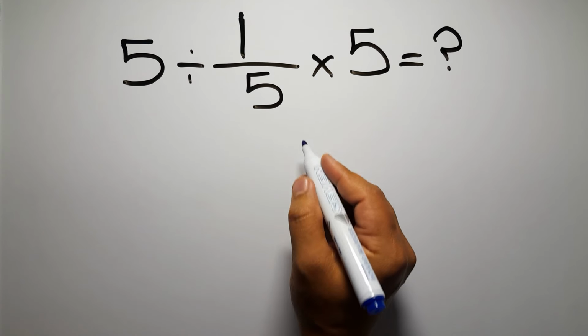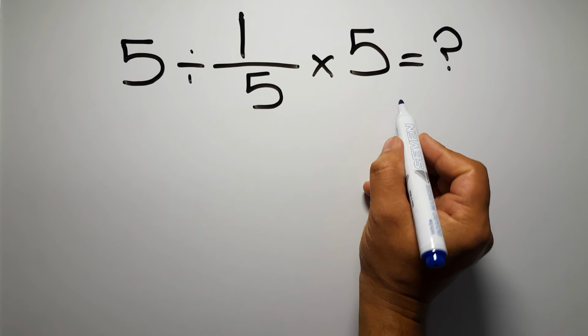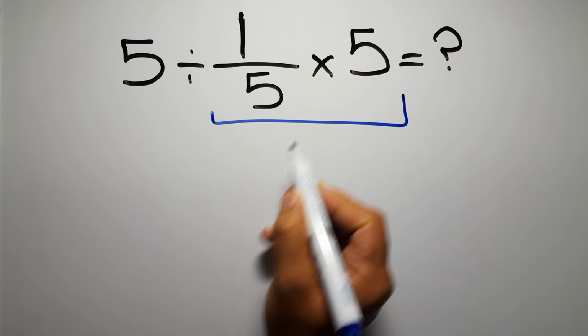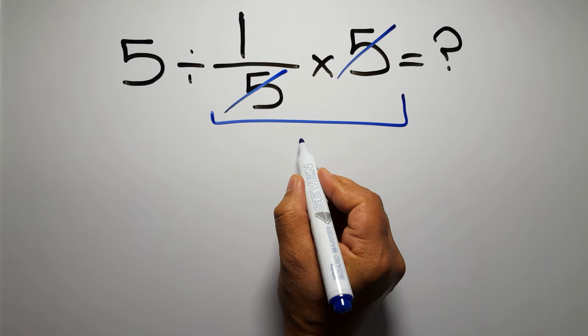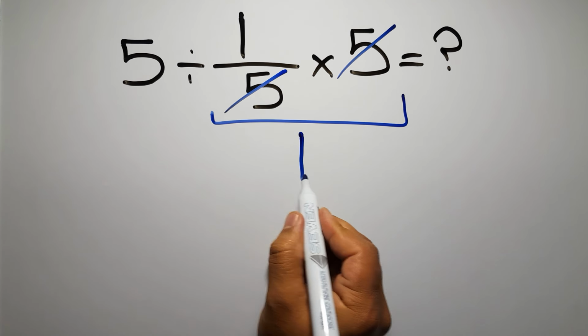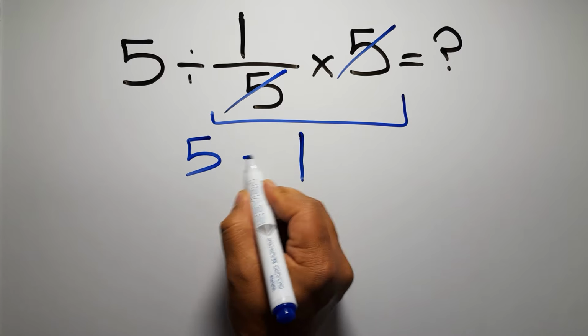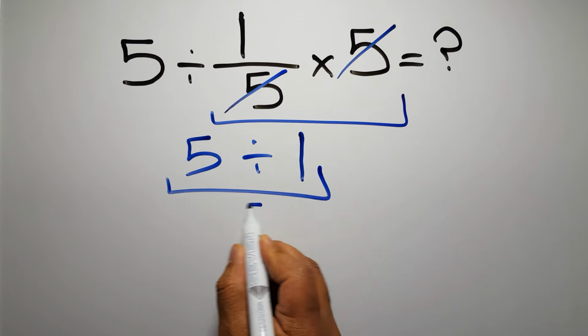First, we do this multiplication. 1 over 5 times 5. We can easily cancel this 5 and this 5. So here we have just 1. And 5 divided by 1 gives us 5.